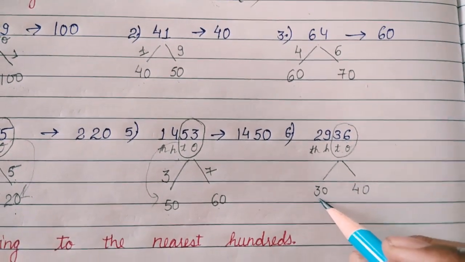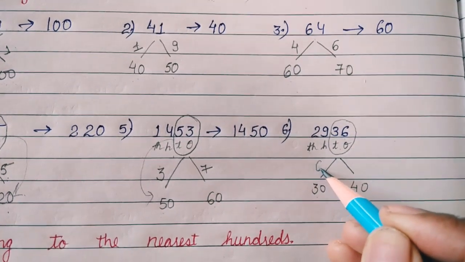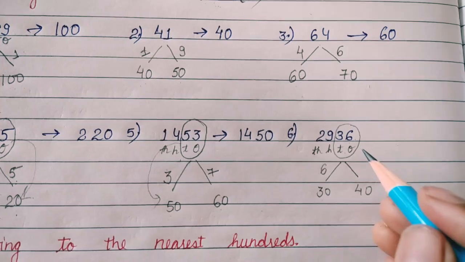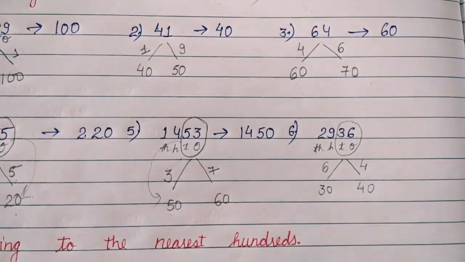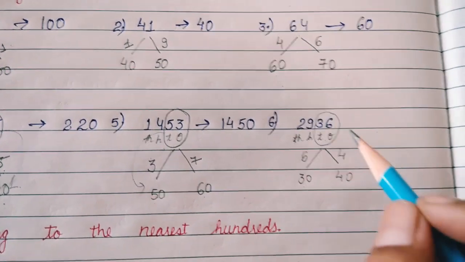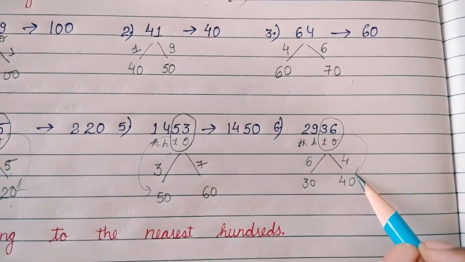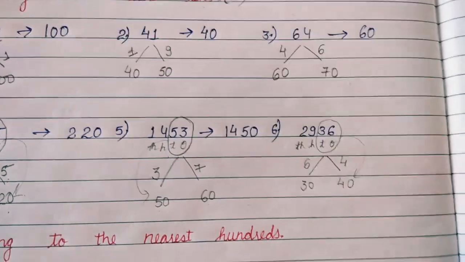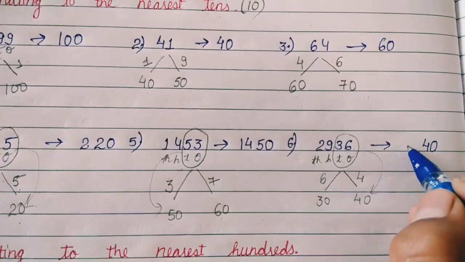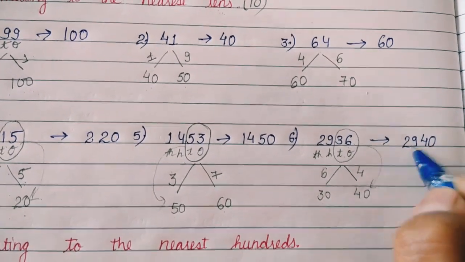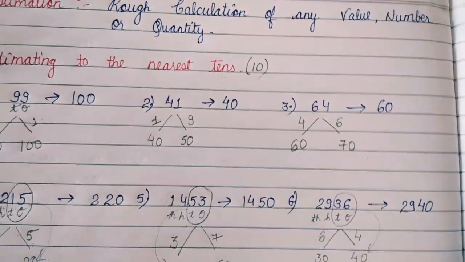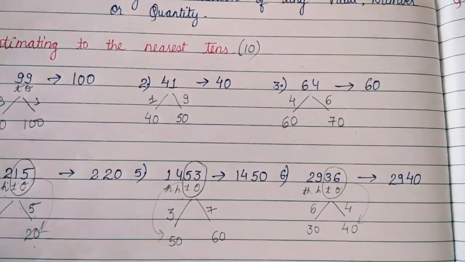When we are looking from 30, we have to take 6 steps to reach 36. And when we are looking from 40, we have to take 4 steps to reach 36. So where do we have fewer steps? Yes, when we are seeing from 40, we have fewer steps. So our 36 we will estimate as 40, and 29 will remain the same. Okay. So here we completed estimating to the nearest tens.